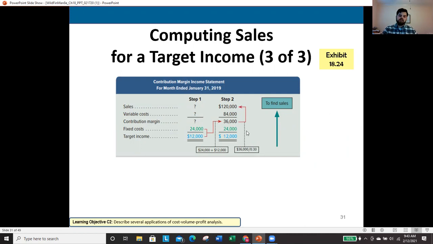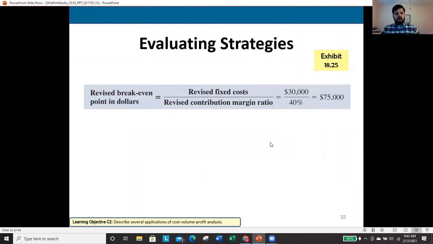So 36,000 divided by 30% gives me sales of 120, which allows me to find my variable costs of 84. Now, in this case, we'll be looking at evaluating different activities or different strategies. So if we want to calculate what's called a revised break-even point in terms of dollars, we'll take our new fixed cost amount. Let's say that has changed now from 24 to 30,000 divided by my revised contribution margin ratio.